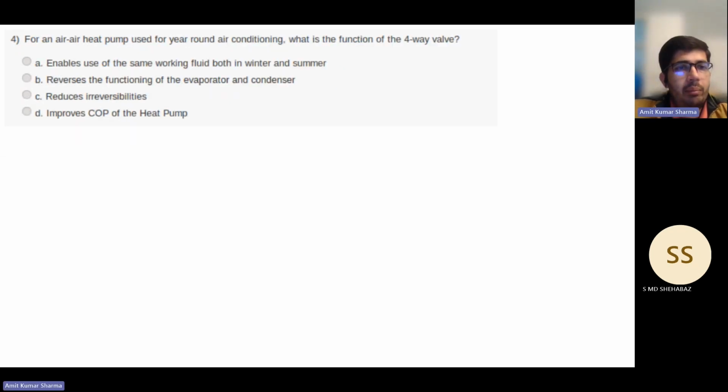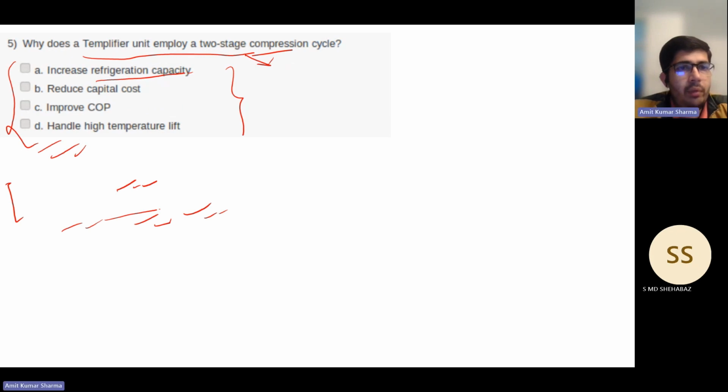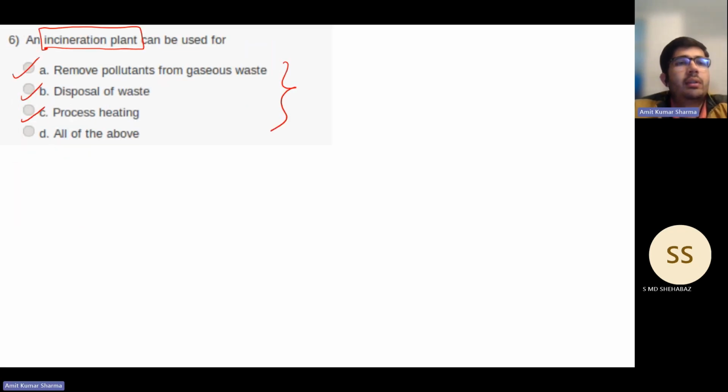For an air heat pump used for year-round air conditioning, what is the function of the four-way valve? We have already covered it. It reverses the functioning of the evaporator and condenser. What does an amplifier unit employ? A two-stage compression cycle. So basically, it improves COP and handles high temperature lift.